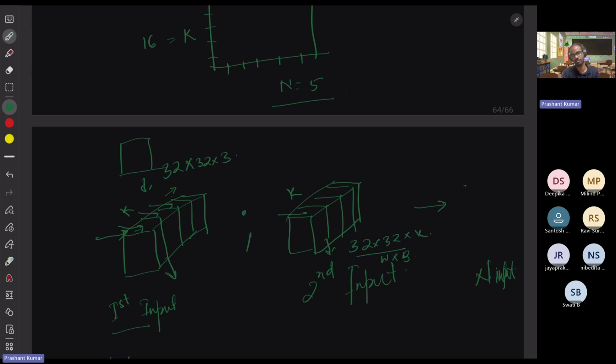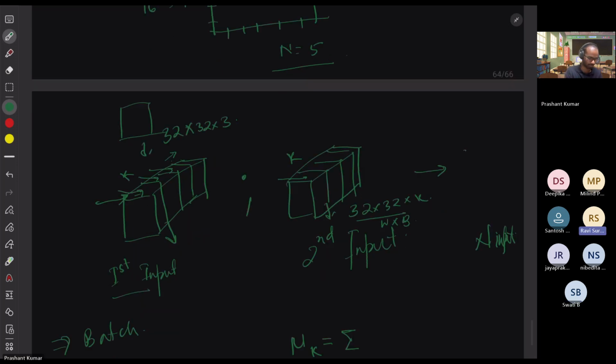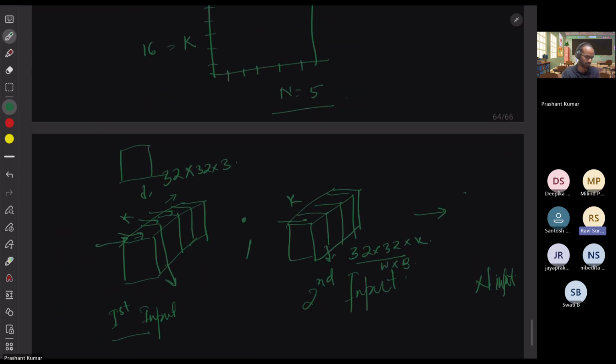And what happens to that 3? 32 into 32 into 3 is there, right? So 3 is the RGB value. That is RGB, right? Colors.